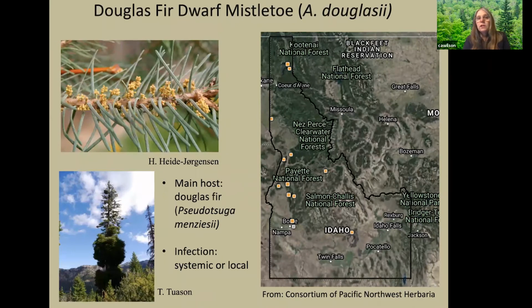And here's the Douglas fir dwarf mistletoe, Arceuthobium douglasii, and it occurs on Doug fir, or Pseudotsuga. And its infection is also systemic or local. And lots of times you see these really large brooms that you have here. And lots of times it can be towards the base of the tree. It tends to be more in Western Idaho, so it's not quite as widespread as some of the taxa.